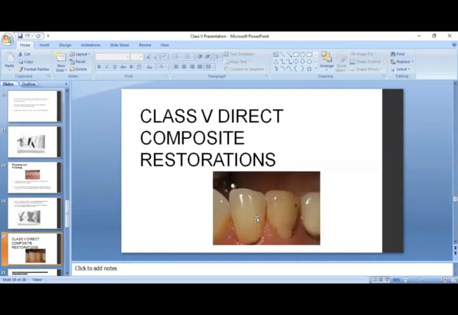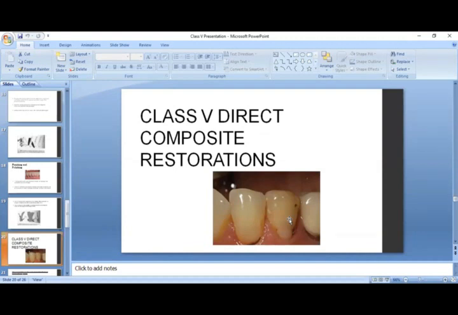Okay, now this is the tooth colored material for the class 5 restorations. Okay, as I mentioned earlier in the previous lecture on class 3, there is a difference between the tooth colored restoration and the amalgam, which is a silver. There is a difference in the convenience form, there is a difference in the bonding, there is a difference in the retention resistance features, and there is a difference in the other features as well.